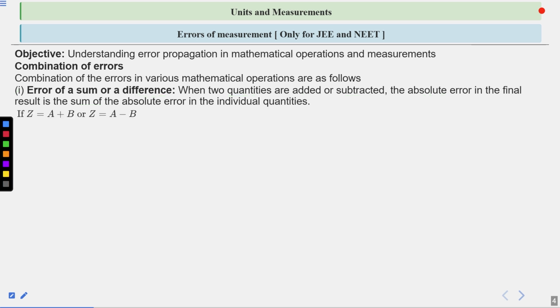Suppose the quantity is Z. If Z is equal to A plus B, so if we add two quantities A and B, or we can say Z equal to A minus B, if we subtract two quantities, here again the quantities are the same, A and B. Now for error of a sum or a difference, here we find the error. If we talk about the sum, Z is equal to A plus B, and if we talk about the difference, it will be A minus B.